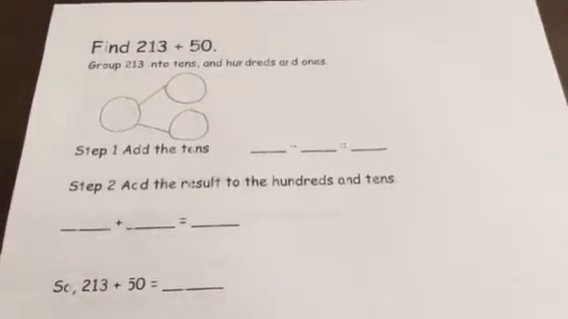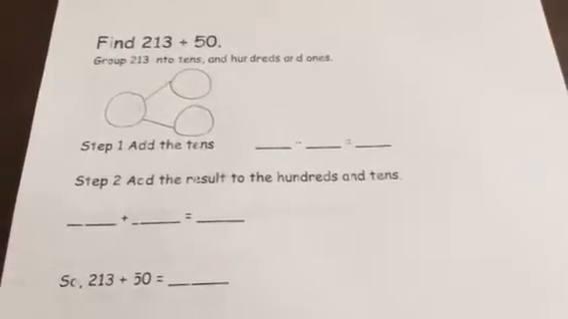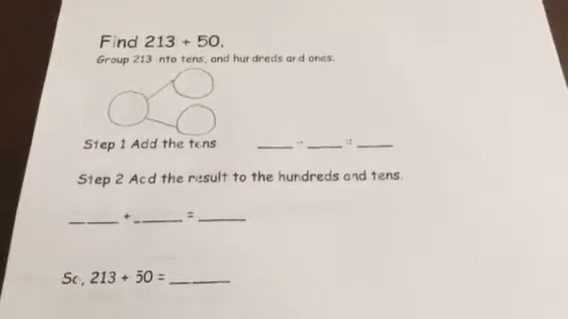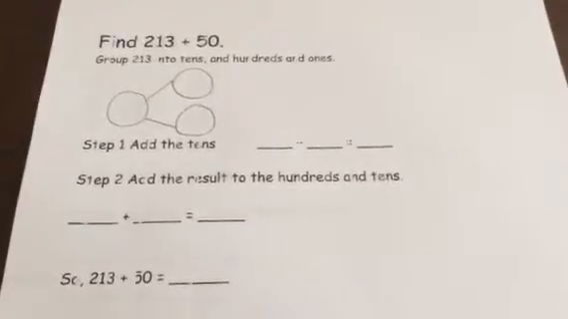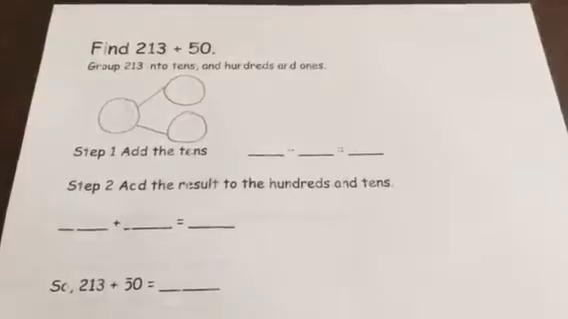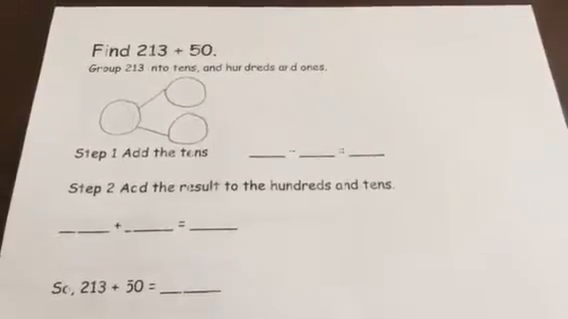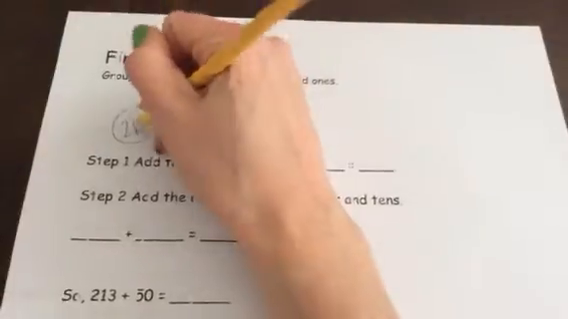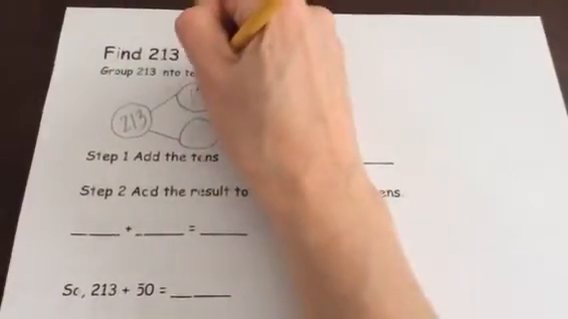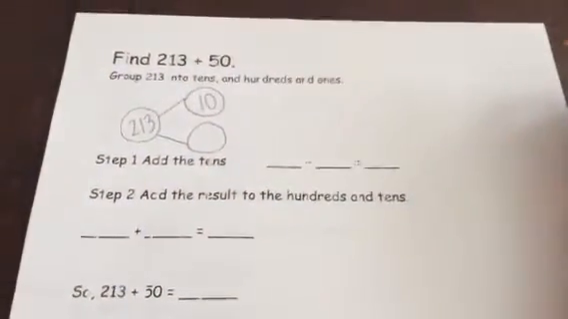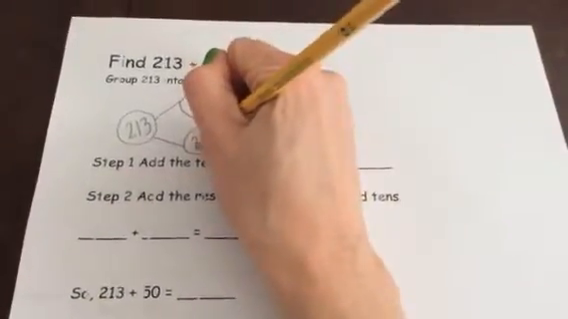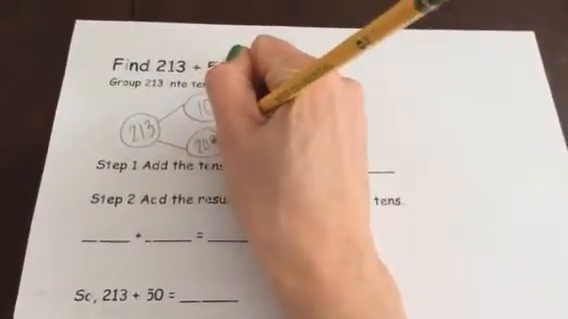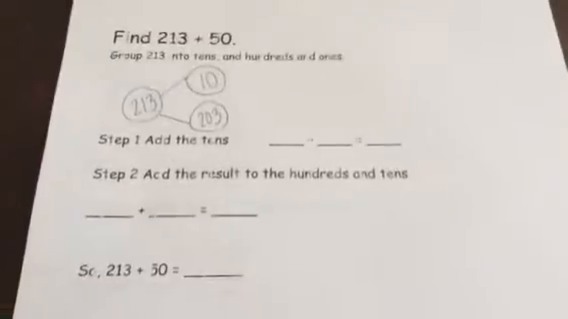In this first problem, our question is to find 213 plus 50. The first thing I want to do is use my number bond to group 213 into tens and hundreds and ones. So I put 213 here. I know that there's one set of 10 in this number, so I'm going to put that here. And then my hundreds and ones that's left is 203.